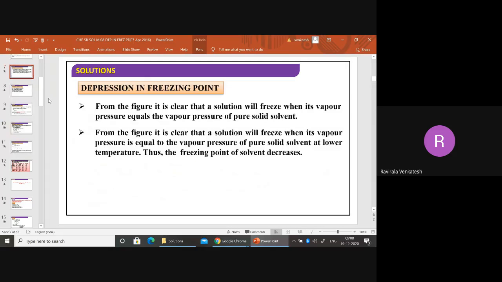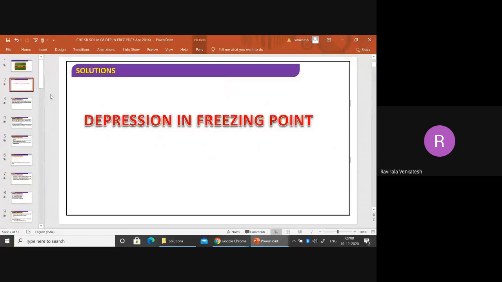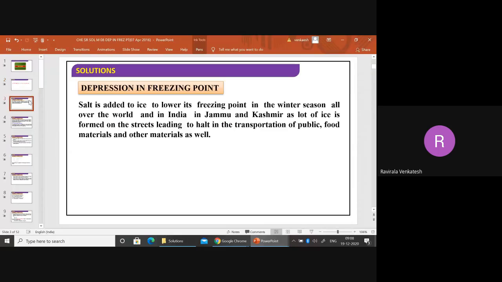Now one thing I will do here. For depression of freezing point, when you add some solute, the freezing point decreases. The boiling point increases, but when you add some solute to the solvent, the freezing point decreases, because freezing point is directly proportional to vapor pressure here. So what formula are we going to get for depression of freezing point? Delta Tf is equal to freezing point of solvent minus freezing point of solution. This we are going to get.